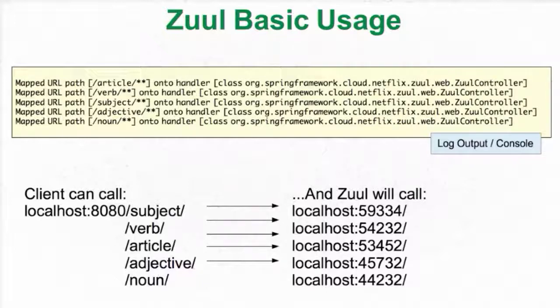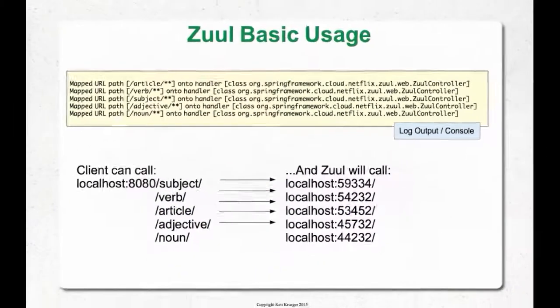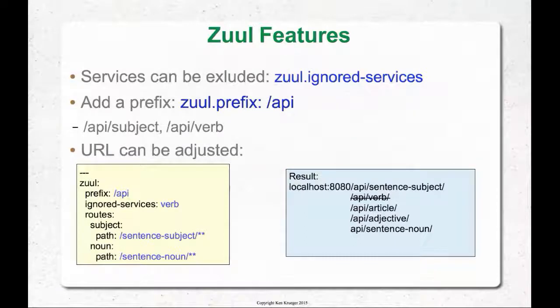So to explain this another way, and assuming that the Zuul proxy server is running on localhost 8080, a request for /subject would be routed to wherever the subject service is running. And of course, how does the Zuul proxy server know where it's running? Well, it found that out from Eureka. A request for /verb would be routed to the verb service. A request for /article would go to the article service, and so on. So it is almost zero work to create a Zuul proxy that routes client calls to the actual backend services.